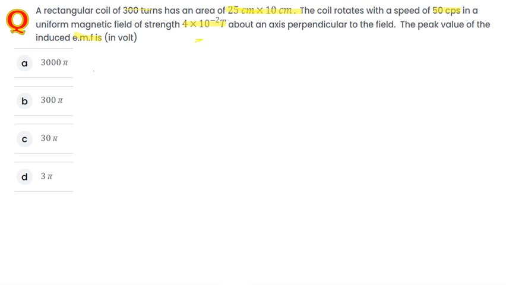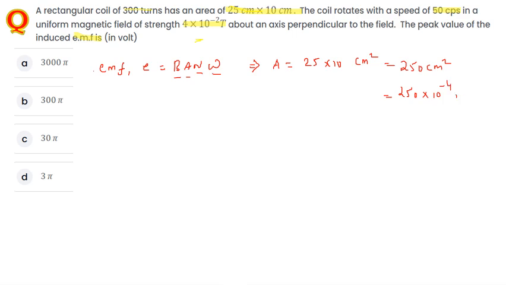The peak value of EMF, E, is equal to nBAω. Just remember here, ω is the frequency term, n is the number of turns, A is the area, and B is the magnetic field. In this case the area is 25 into 10 centimeter square, which is 250 centimeter square, or 250 into 10 power minus 4 meter square.